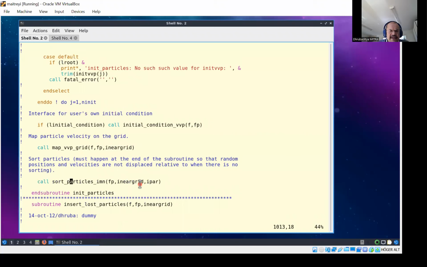And then at the end of it, you sort the particles. So sort particles IMN. So this brings me to the other part of the pencil code, which uses the thing called the MN loop.